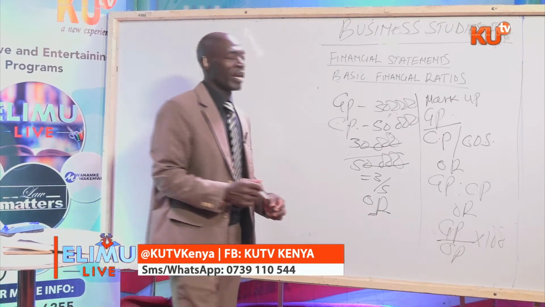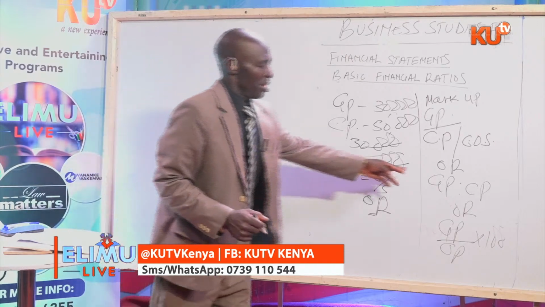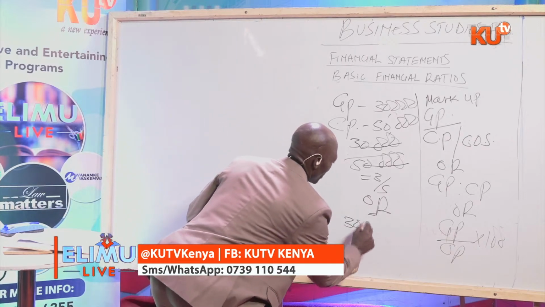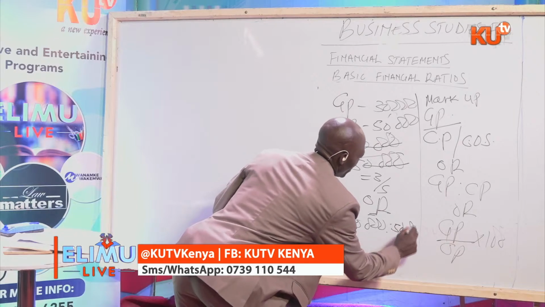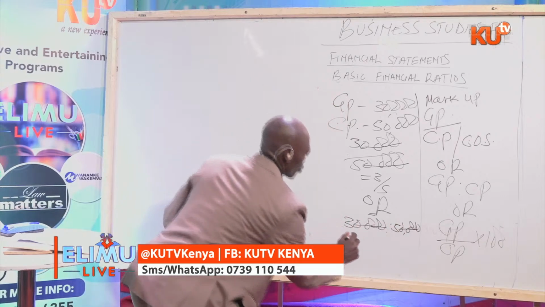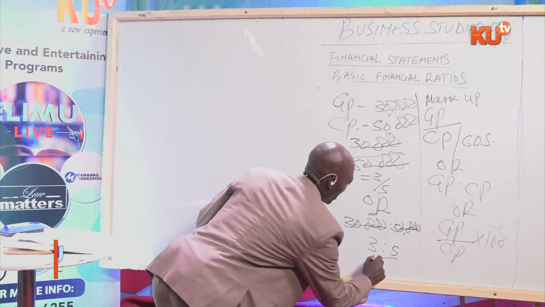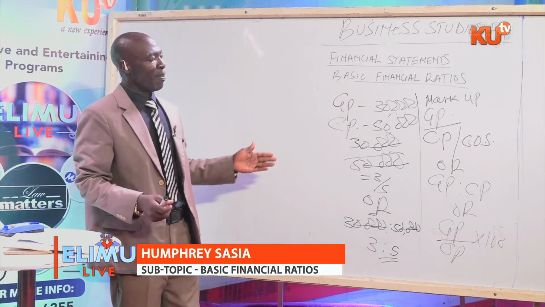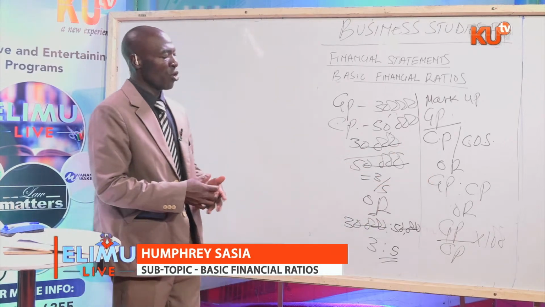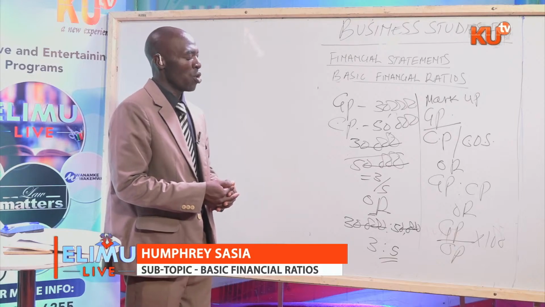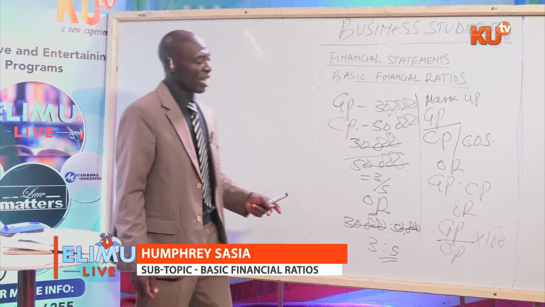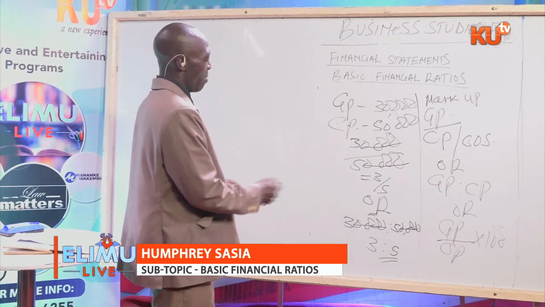Or you can calculate GP is to CP, that is 30,000 is to 50,000. So in this case, you will still cross the three zeros, so we have 3 is to 5. That is the answer under markup calculated as GP as a ratio of the cost price. So that is 3 is to 5.